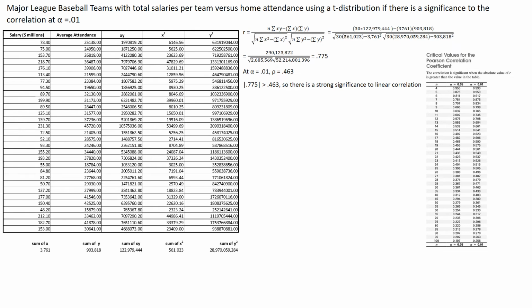I got my sum of x, my sum of y, my sum of xy, sum of x squared, sum of y squared. And when I figured out my r, I put all these numbers in, did the calculation, and got 0.775.